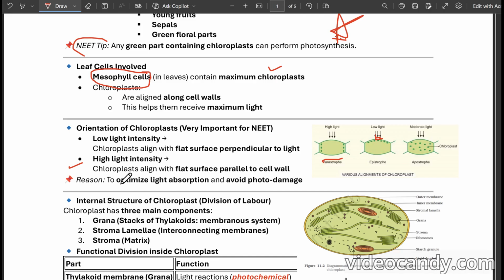Why? If the intensity of the light becomes more, it also causes damage to the chloroplast. So that's why the chloroplast needs to take care of itself, so that damage should not occur from the high light intensity. To avoid the damage caused by the light, and to optimize the light absorption, the movement of the chloroplast with respect to the mesophyll cells is decided.